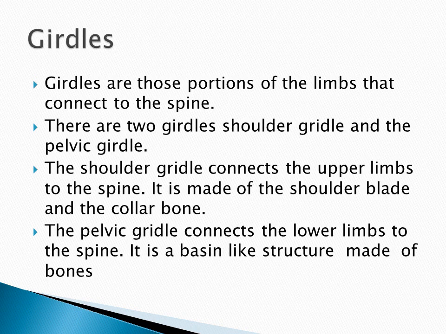I am repeating again, listen. We are talking about the girdles. Why do we need the girdle? To connect our hand and our leg to our spine. Namely, there are 2 girdles: the shoulder girdle and the pelvic girdle. The shoulder girdle connects the upper limbs, that is, the hands, to the spine. It is made up of the shoulder blade and the collarbone. And the pelvic girdle connects the lower limbs to the spine. It is a basin-like structure made up of bones.